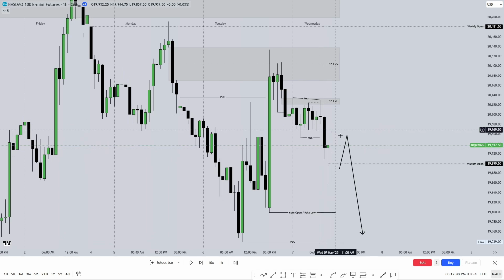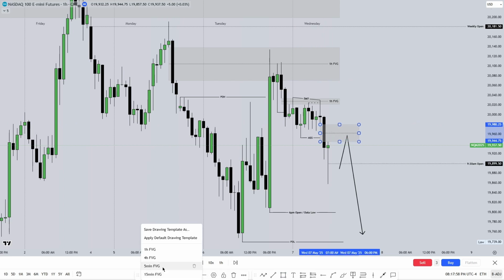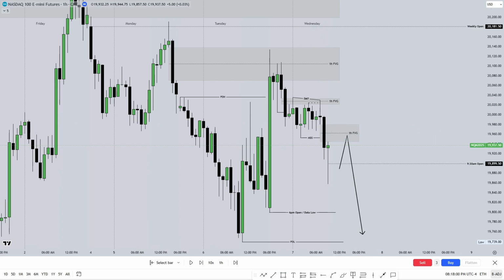There was nothing here on the hourly yet at the time I was looking at it besides this 1 hour fair value gap. So this really was the most important level for me going into the day. Now let's head down to the 15-minute time frame to find some more things that were supporting this, and also talk a little bit more about this action up here because this is extremely important.